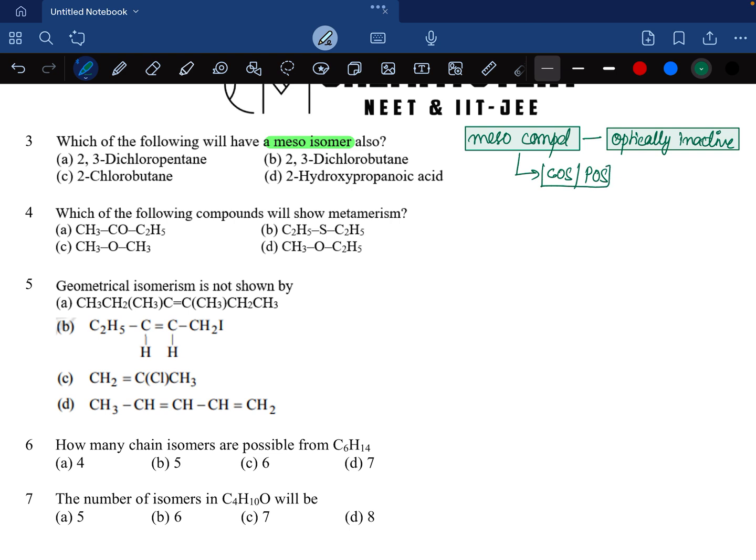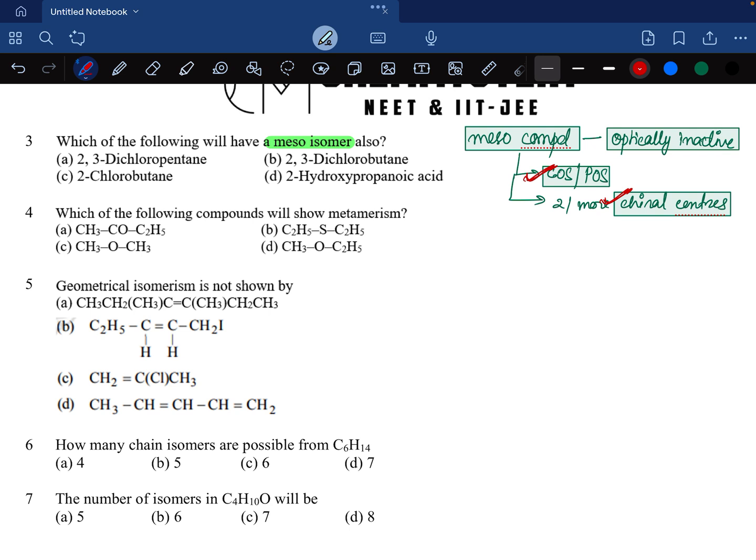In them we have center of symmetry or plane of symmetry, although there are two or more chiral centers. There are chiral centers, but because of plane of symmetry or center of symmetry, they are optically inactive. So these are the two criteria which we have to take care of, that is chiral center plus optical inactivity, that is plane of symmetry or center of symmetry. I have to take care, then only we'll get the answer.